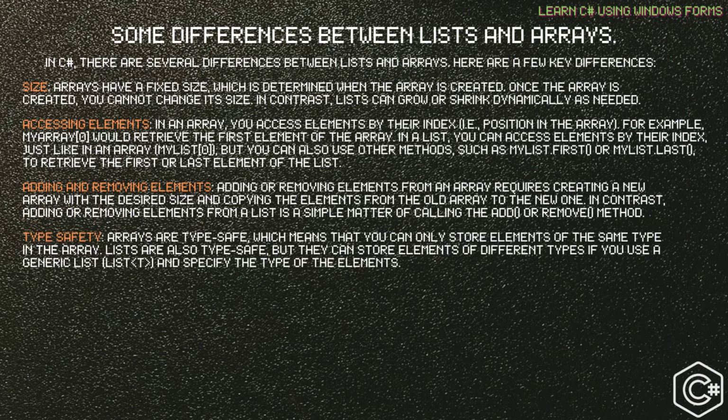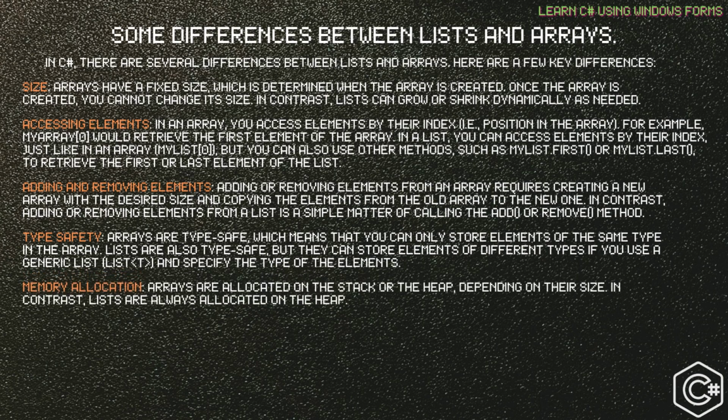Type safety. Arrays are type safe, which means that you can only store elements of the same type in the array. Lists are also type safe, but they can store elements of different types if you use a generic list, List<T>, and specify the type of the elements. Memory allocation. Arrays are allocated on the stack or the heap, depending on their size. In contrast, lists are always allocated on the heap.